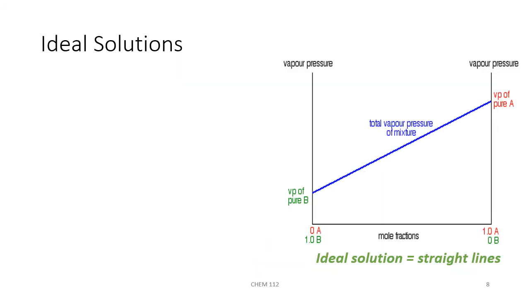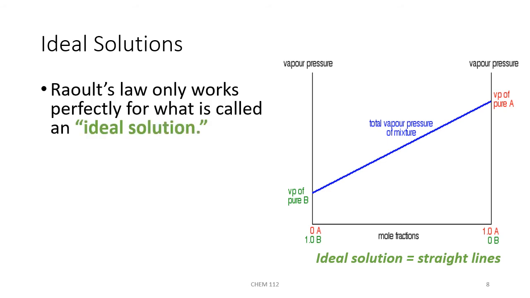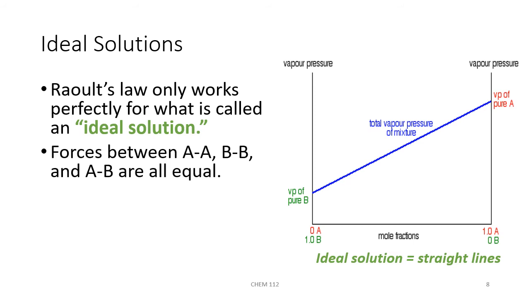When using Raoult's law to calculate the vapor pressure of our solution, it only works perfectly for what is termed an ideal solution. An ideal solution is one where the forces between AA, which we could imagine being our solute forces, and between BB, which we could imagine being our solvent forces, are equal to the forces that are set up between our new solute and solvent interactions, or AB forces. They are all equal.